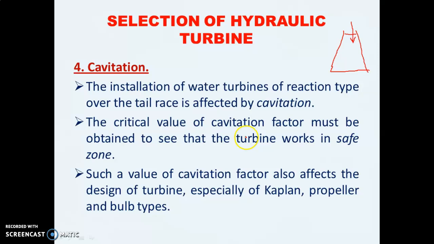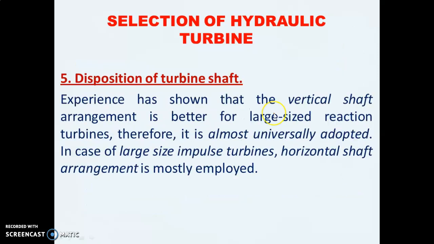Now the critical value of cavitation factor must be obtained for every turbine. It should be obtained differently for Pelton, for Francis, for Kaplan turbine, to see that the turbine works in safe zone. Such a type of cavitation factor also affects the design of turbine, especially of Kaplan turbine.